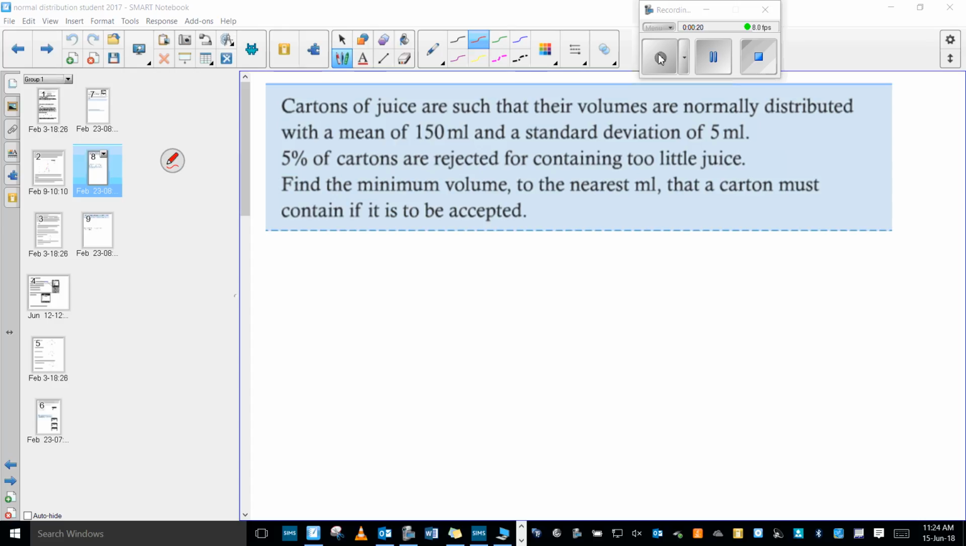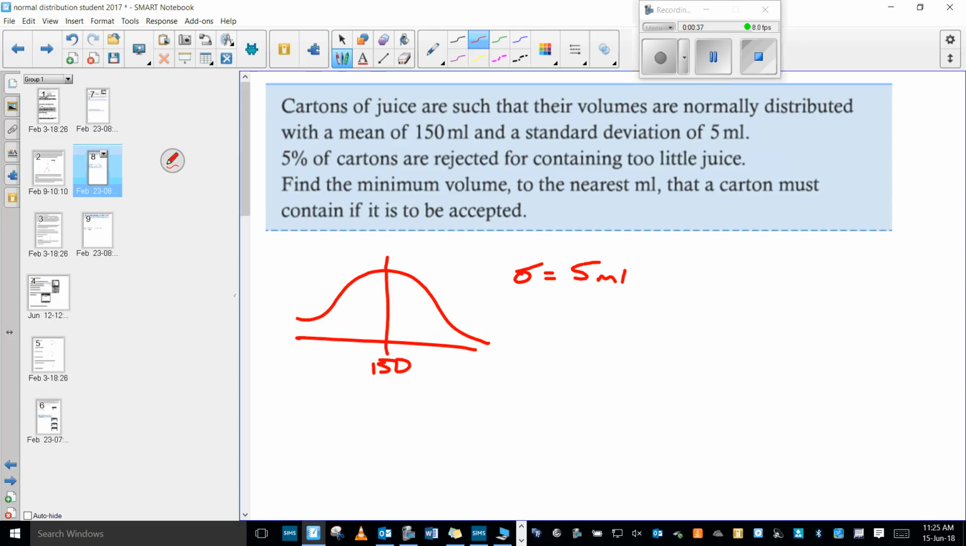Alright, so if it's normally distributed, what should we do first? Draw a little graph. What's this middle number? 150. And the standard deviation is 5. Okay, so now this is where we have to think common sense, read the question, and decide where we're going to draw our little line.